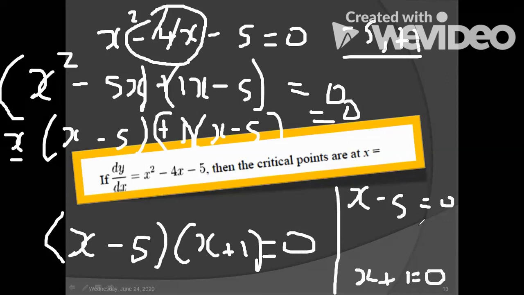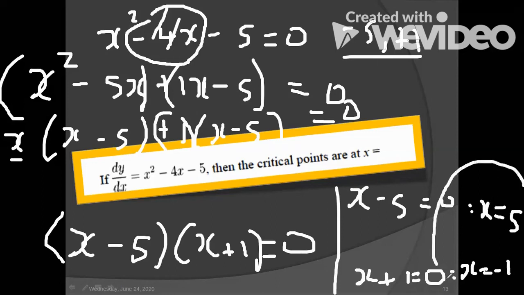Now when you solve this top piece here, you get x equals 5. And the bottom piece here, x equals negative 1. So what you notice, guys, these are the critical values. Or these are the critical points, at x equals 5 and at x equals negative 1.